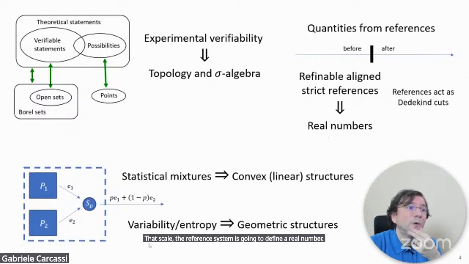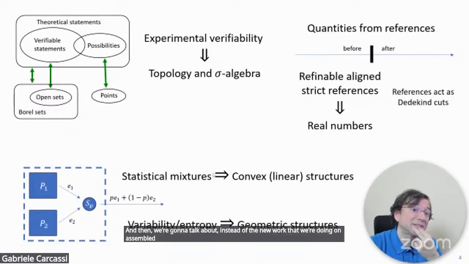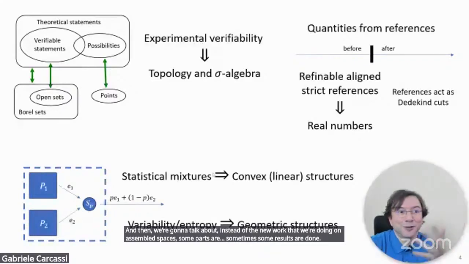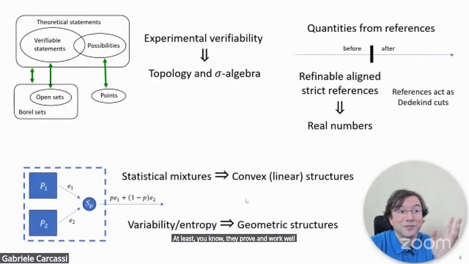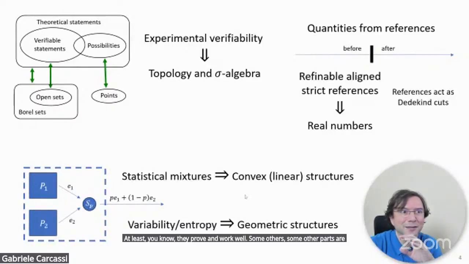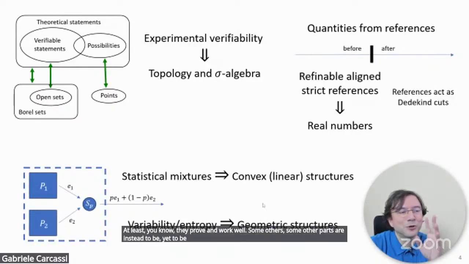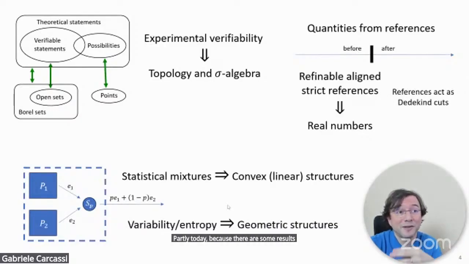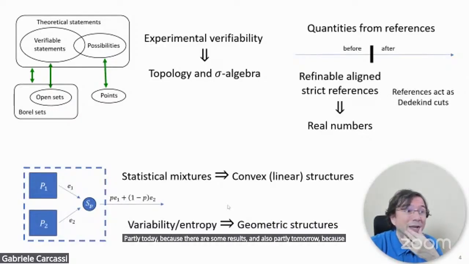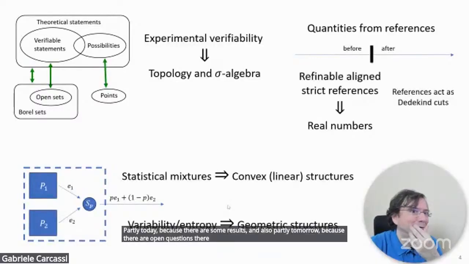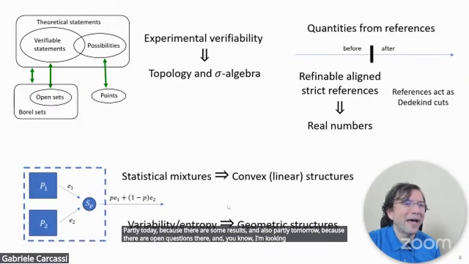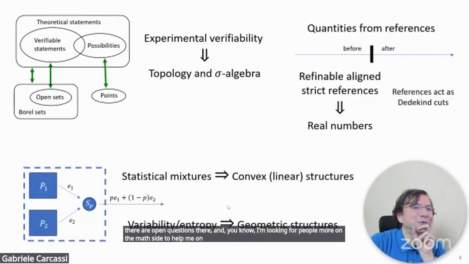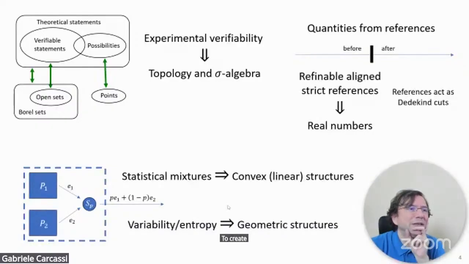And then we're going to talk about the new work that we're doing on ensemble spaces. Some results are done. At least they prove and work well. Some other parts are instead to be cleaned up. And so I'm going to talk about this partly today, and also partly tomorrow because there are open questions there, and I'm looking for people more on the math side to help me on those things to create essentially the structure that we need.